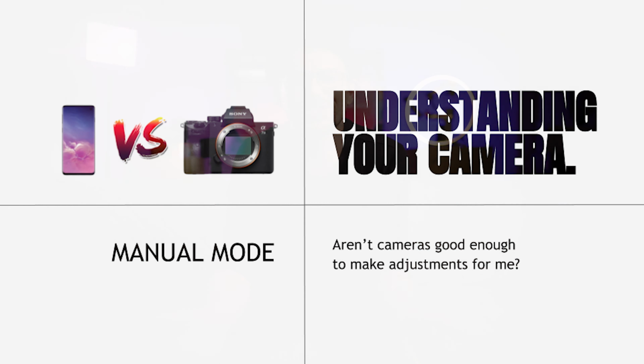If you already have a dedicated camera, you definitely have manual mode. You just have to find it. It's usually twisting the dial on the top of the camera where it says M. So, why do we want to be in manual mode? Aren't cameras good enough to make adjustments for us these days? It's 2020. Like, what are we even doing?